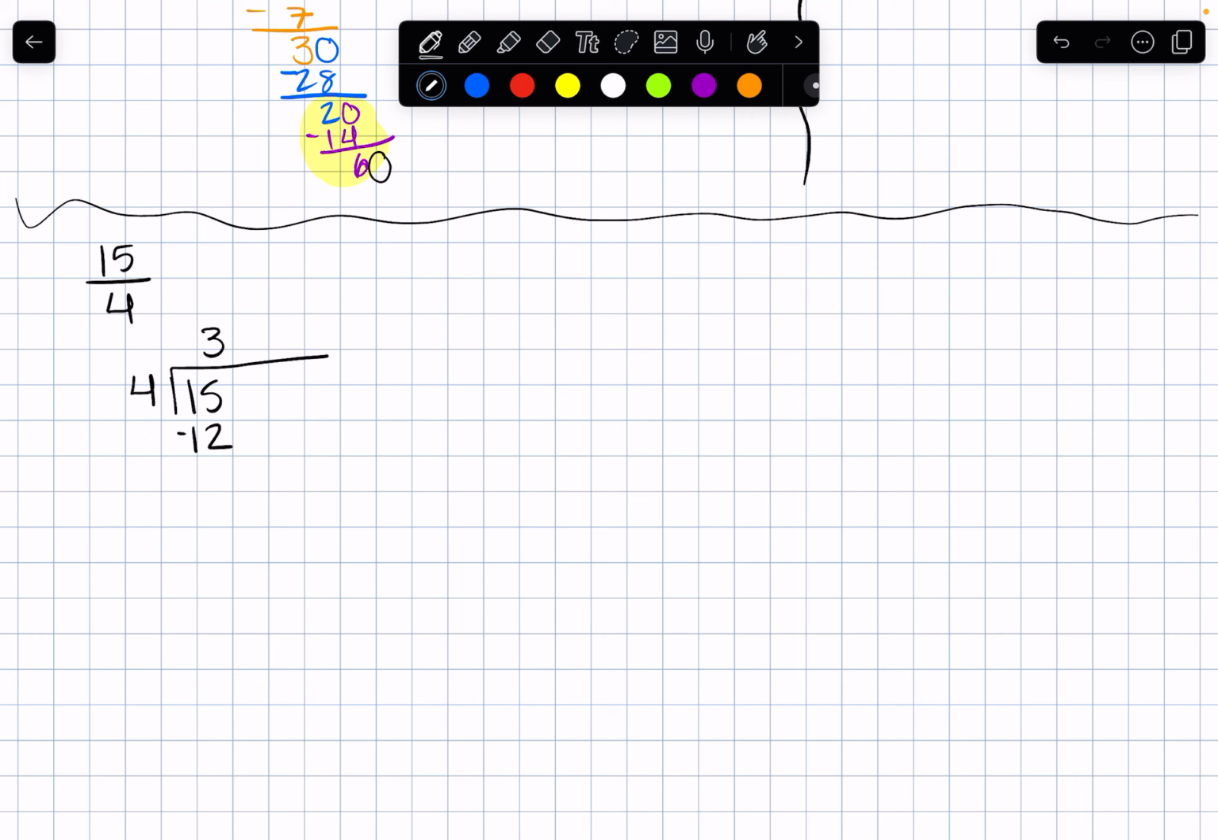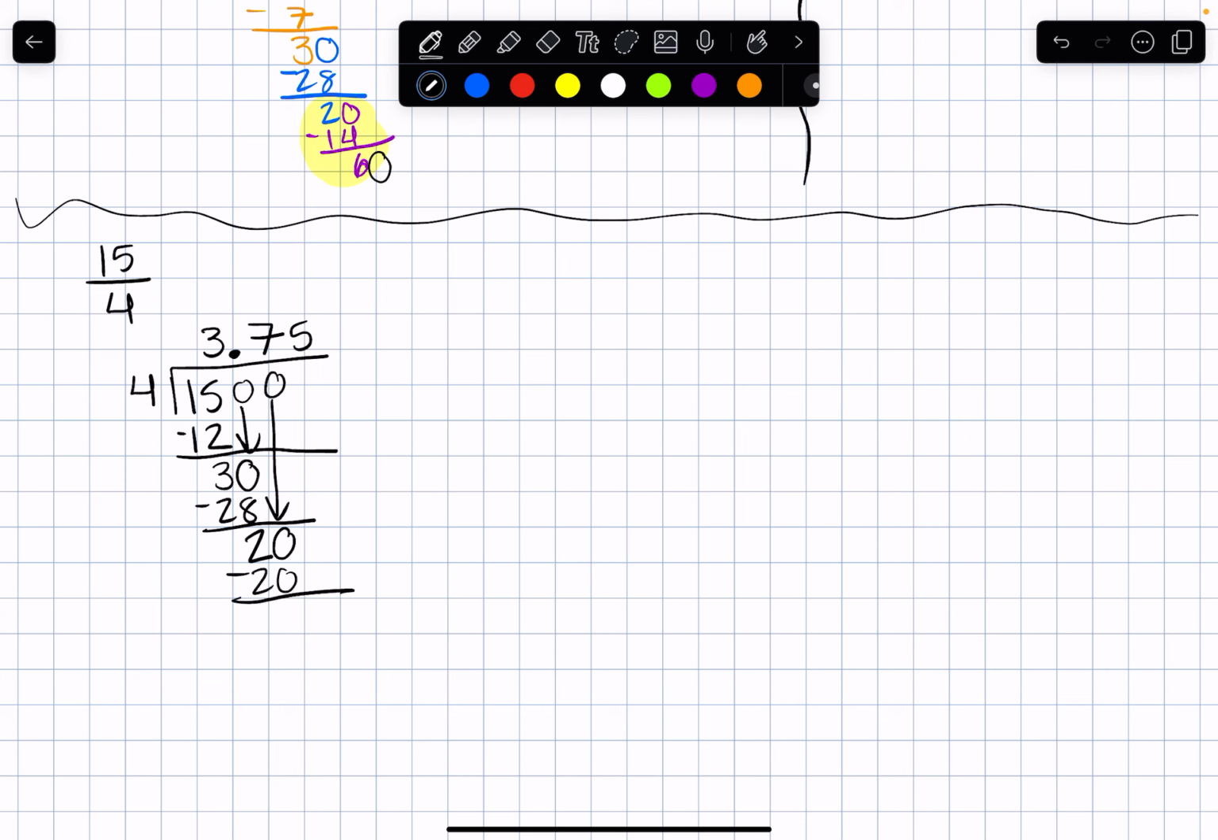We would take away 12, and then 15 minus 12 is 3. But now we're at the point where 4 doesn't go into 3. So now we're going to add our decimal up here and add a 0. And now we're going to say, well, 4 goes into 30 how many times? And the answer to that is 7, because 4 times 7 is 28. We're going to subtract 28, have 2 left over, right? We're going to bring down another 0. So 4 goes into 20 5 times. So we're going to subtract 20 because that's exact. So we would get 0. So now we know that 15 over 4 as a fraction is equal to exactly 3.75.